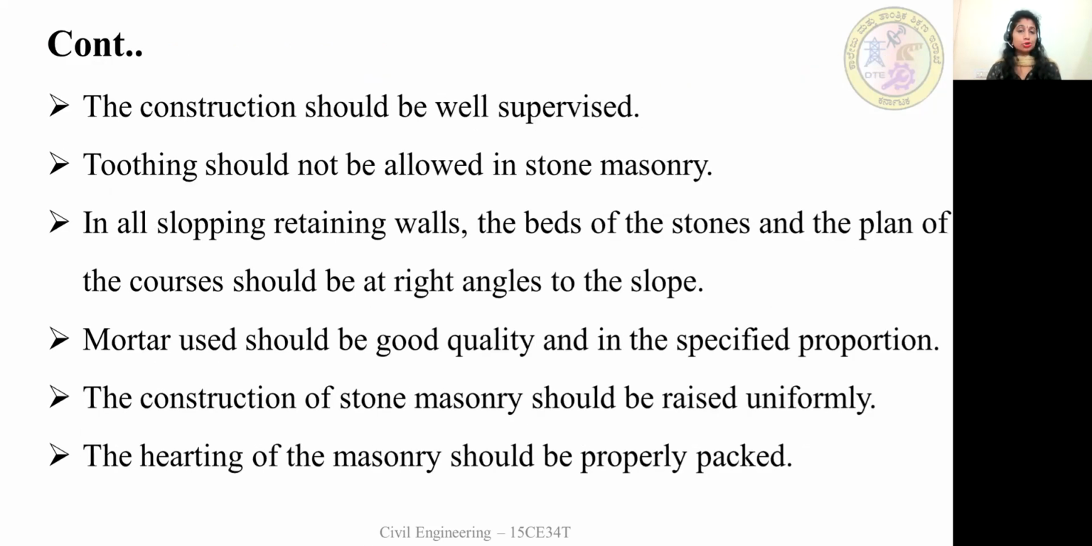Okay, and toothing should not be allowed in stone masonry. Toothing we have already seen. What do you mean by toothing? Toothing is nothing but the finishing of the ends of the masonry wall. Usually in the alternate courses, the bricks will project outside. It is known as toothing. But in case of stone masonry, it is not allowed, because stones will be heavy. That's why toothing should not be allowed in stone masonry. All the surfaces should be kept wet, that we have seen.